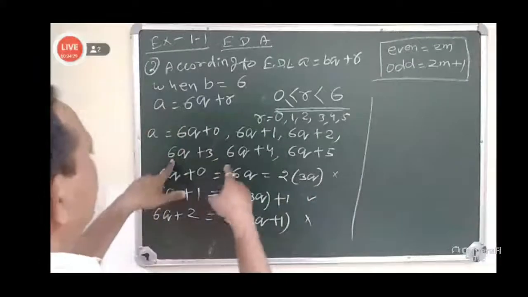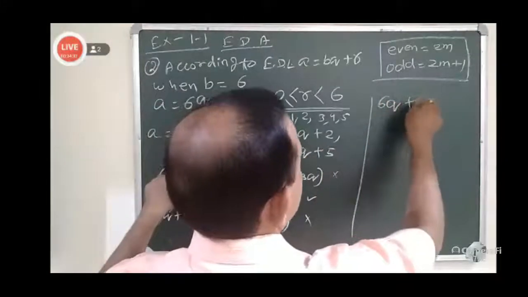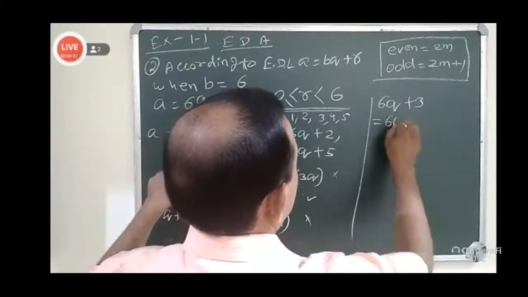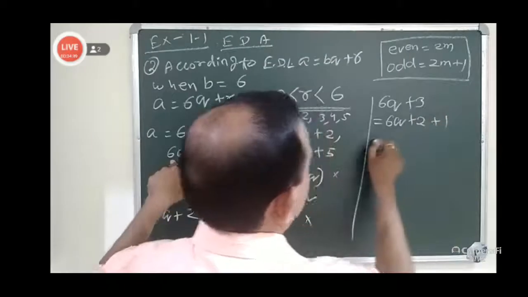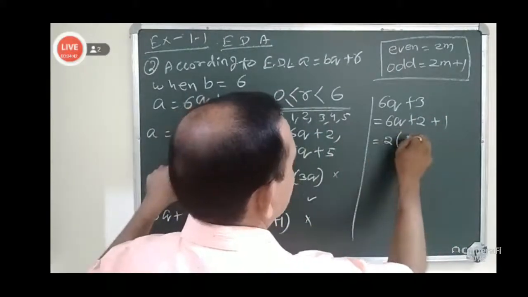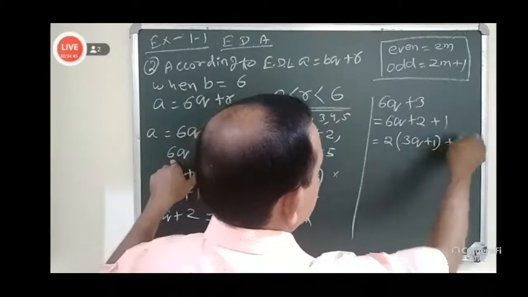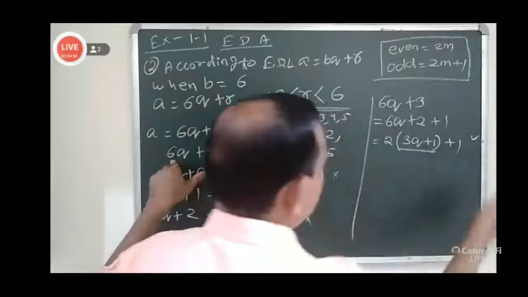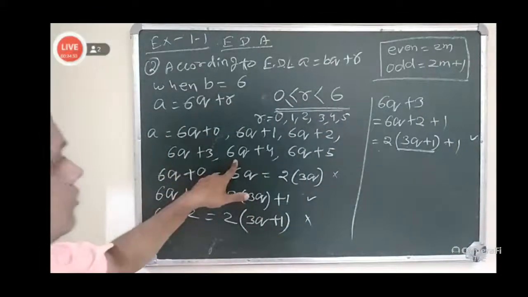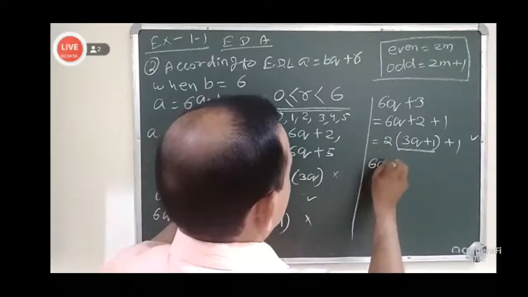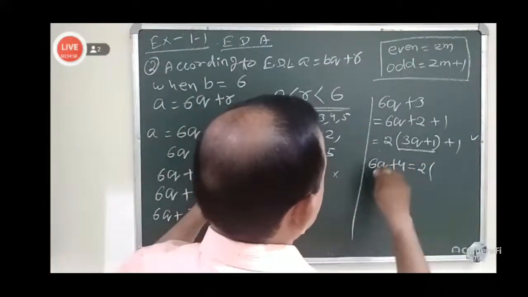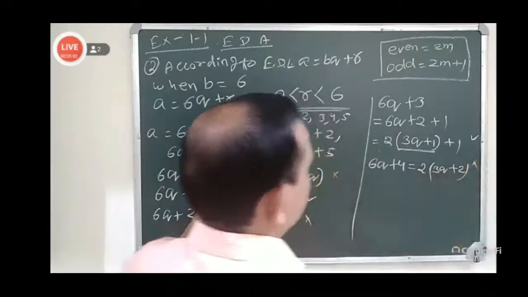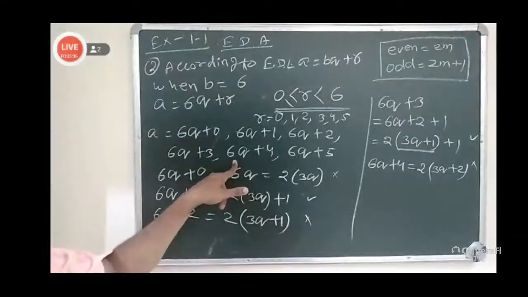Then next is 6Q plus 3, which equals 6Q plus 2 plus 1, equals 2 into 3Q plus 1, plus 1. This is of the form 2m plus 1, so it is an odd number. Then the next number is 6Q plus 4, which is also 2 into 3Q plus 2. This is an even number.